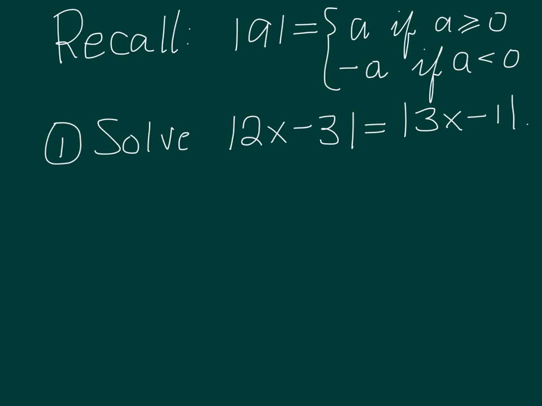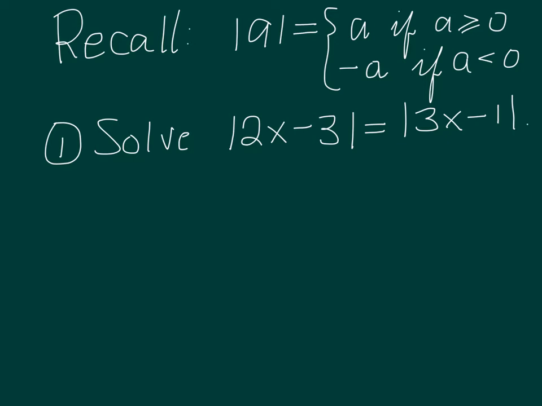In this video, I'm going to solve equations that involve two different absolute value expressions. Recall that by definition, the absolute value of A is equal to A if A is greater than or equal to 0, and it's minus A if A is less than 0.